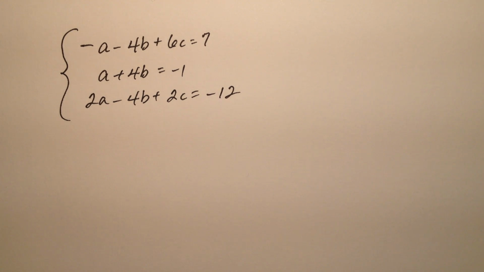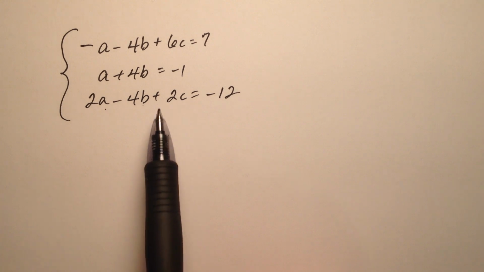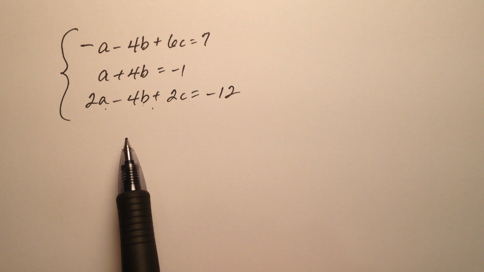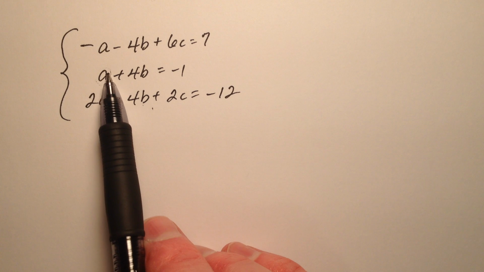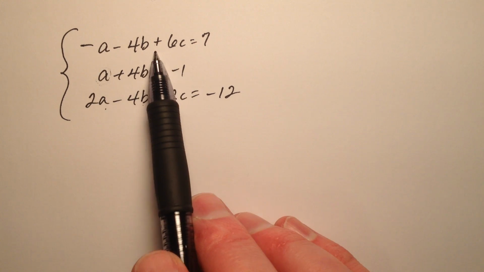Here I have a system of equations to solve. It looks like I have three variables, a, b, and c, along with three equations. So I could approach this a couple of ways. I could begin by using substitution and solving for this a right here, and then plugging that expression into the other two. Or I could go ahead and use elimination.